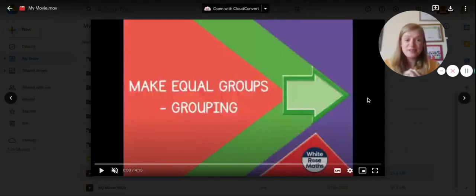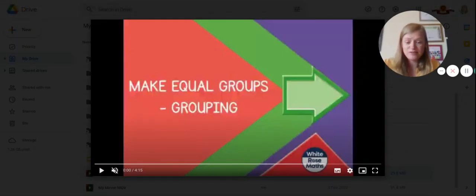Okay, year two. This week we have learned about making equal groups. And we learned how to do it using two different methods. And today we're going to be comparing making equal groups through sharing and making equal groups through grouping.